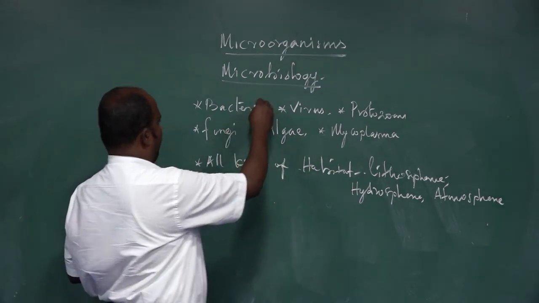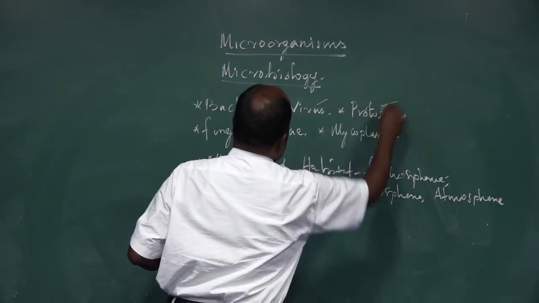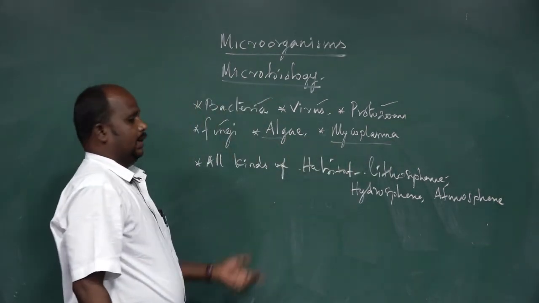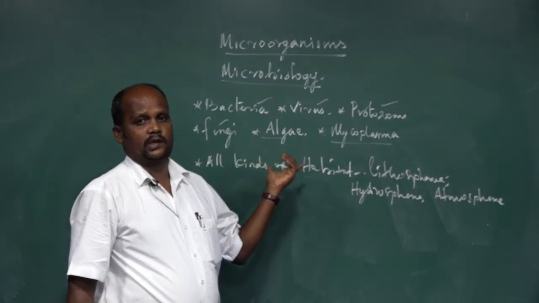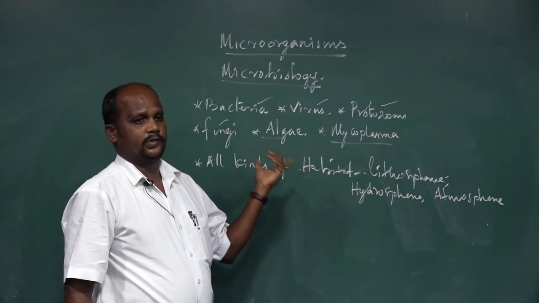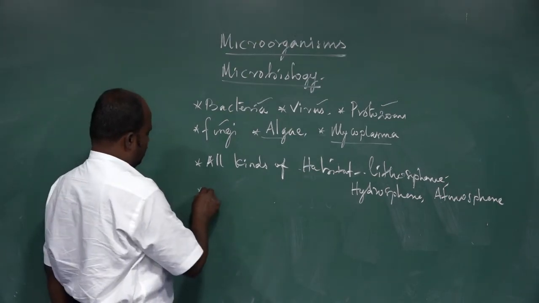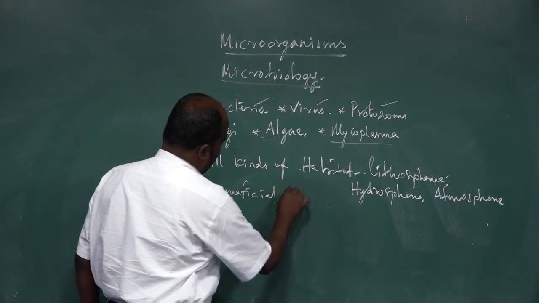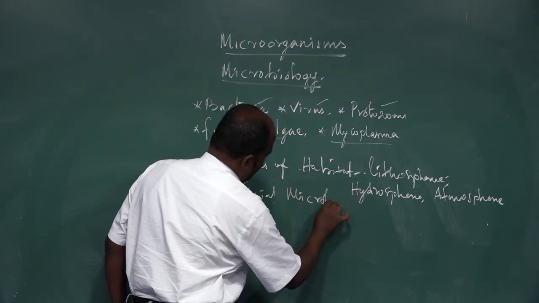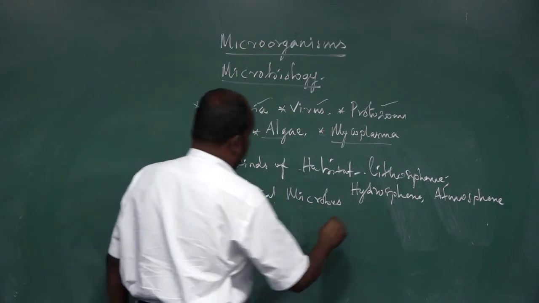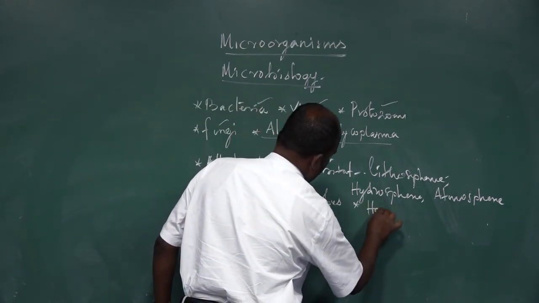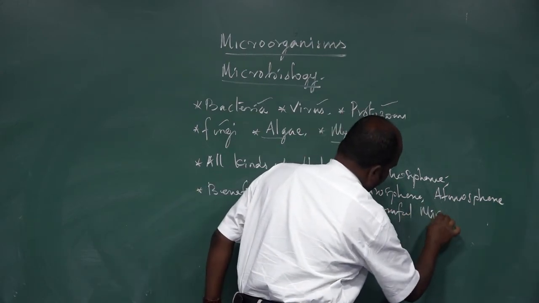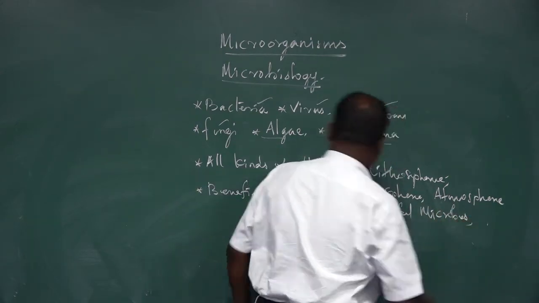All the microbes, I mean bacteria, virus, protozoa, fungi, algae and mycoplasma, these organisms are called microbes. These microbes are divided into two parts. One is the beneficial microbes, and the second one is harmful microbes.